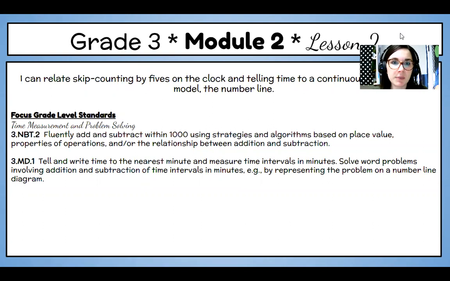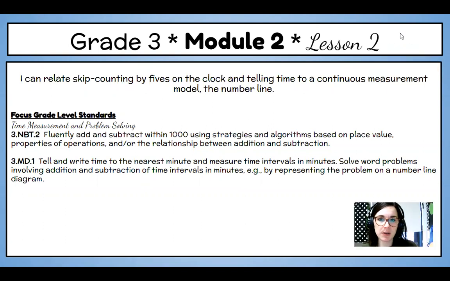I can relate skip counting by fives on the clock and telling time to a continuous measurement model, the number line. So we're going to think about how the clock compares to a number line.